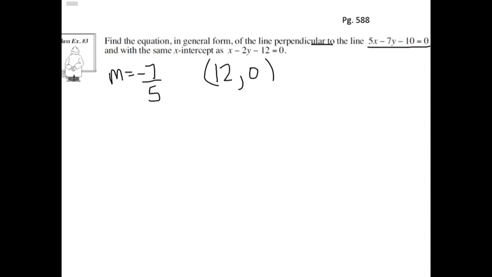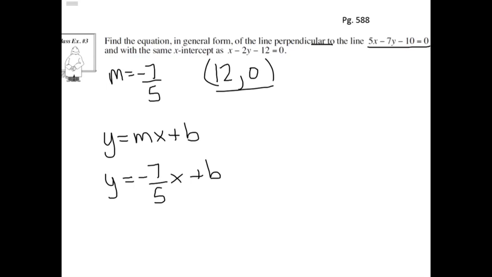Now that we have these two pieces of information, we can figure out what the formula is going to be. So we have y is equal to mx plus b. This is slope form. We know the slope, so y is equal to negative 7 over 5x plus b. And we're going to use this point now. We're going to replace the x with 12 and the y with 0.